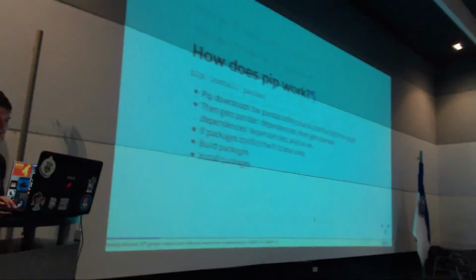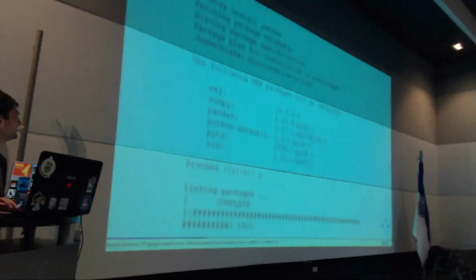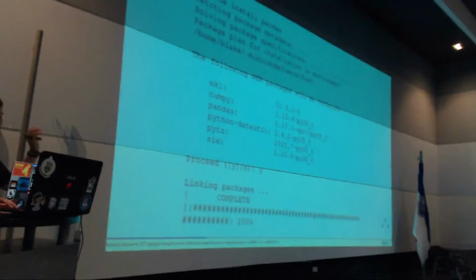I didn't show you this, so this is what it looks like if I were to conda install pandas. You can see that it fetches the metadata and then installs the specifications. And I actually already had these packages cached, so it didn't even download them, it just installed them into my conda environment.